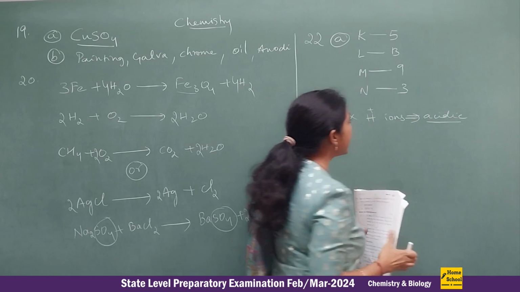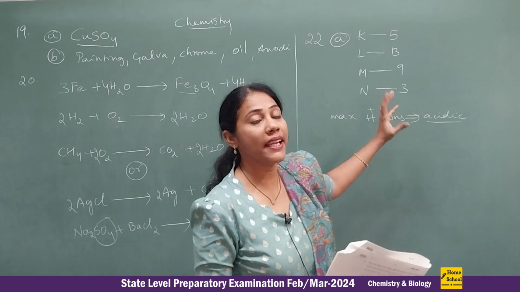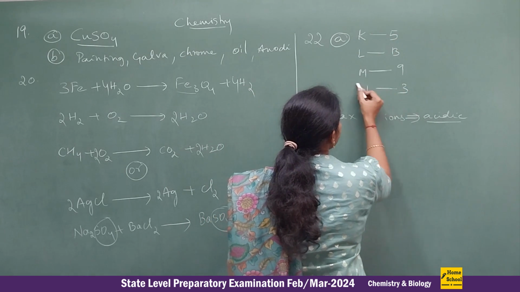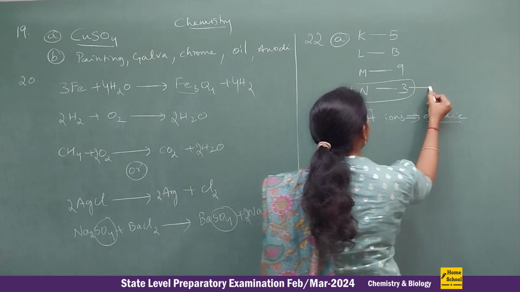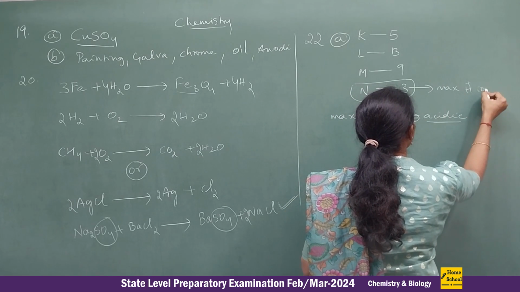For being more acidic, pH has to be below 7. The lesser the pH, the more acidic the nature. So which is the least number? This one. So this N has got maximum H plus ions.